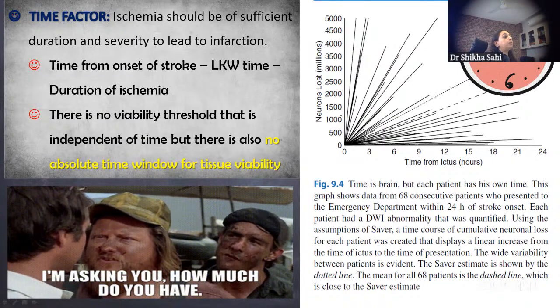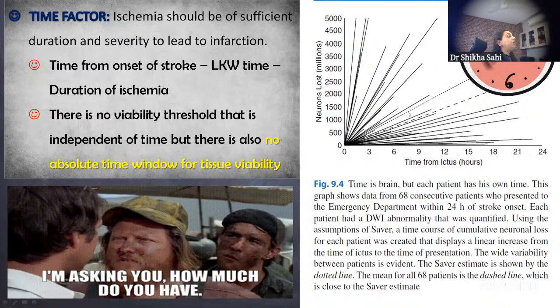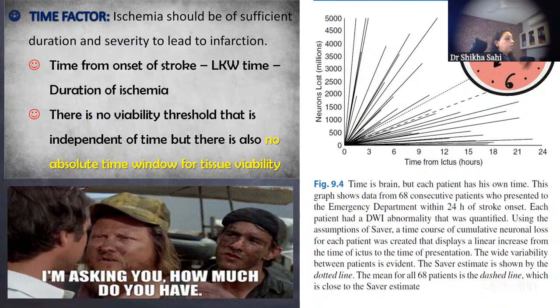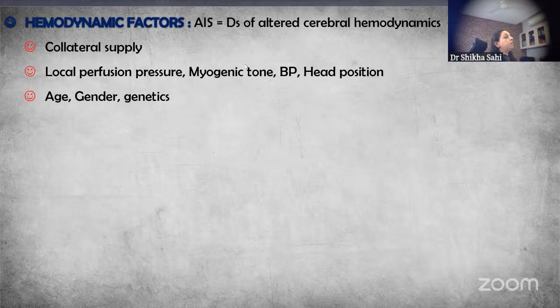So this is seen from this. The rate of neuronal loss was very variable. This was a median rate of neuronal loss. So every patient is individual. So although time matters, it is not the only thing. So then, what are the hemodynamic factors? Because stroke is all about cerebral hemodynamics.